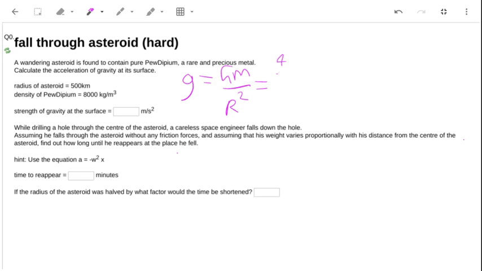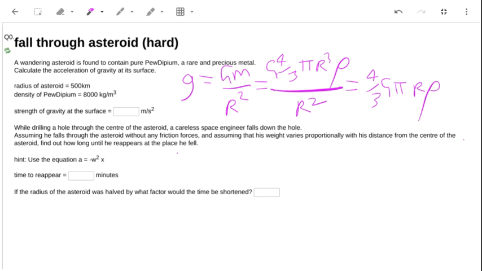That's actually 4/3. It's big G times 4/3 times pi, that's the volume, 4/3 pi r cubed times the density, divided by r squared. And that cancels to give me 4/3 big G pi r rho.